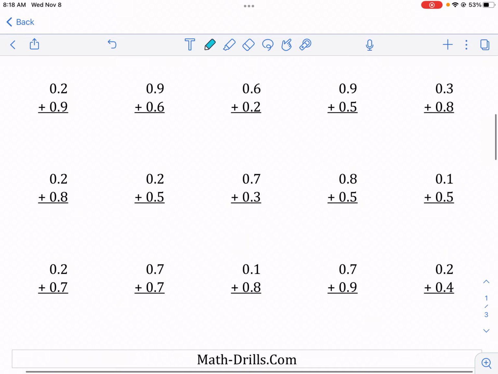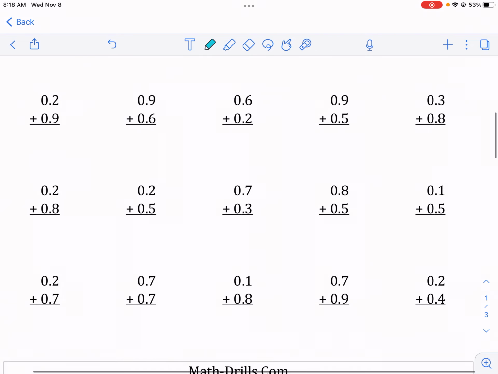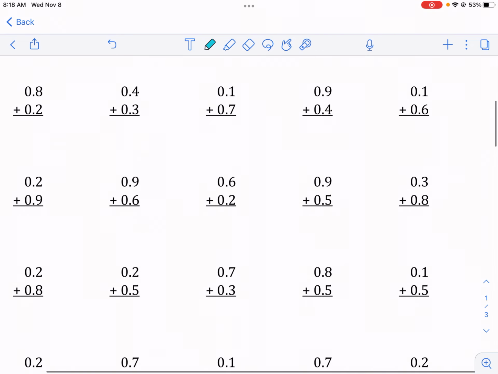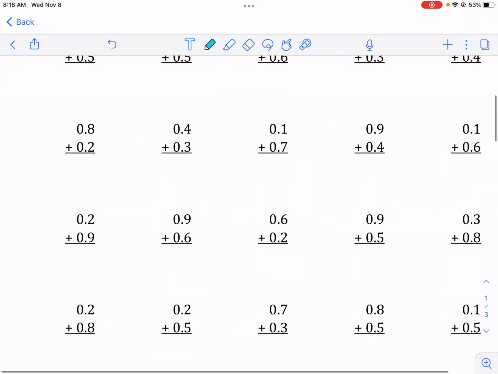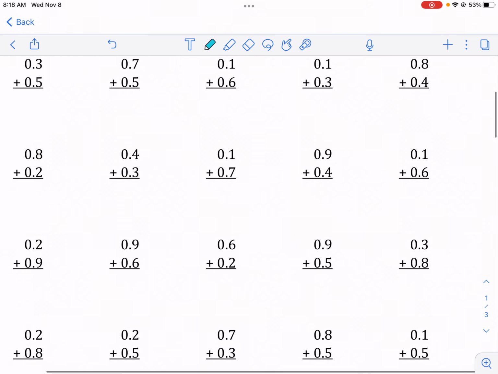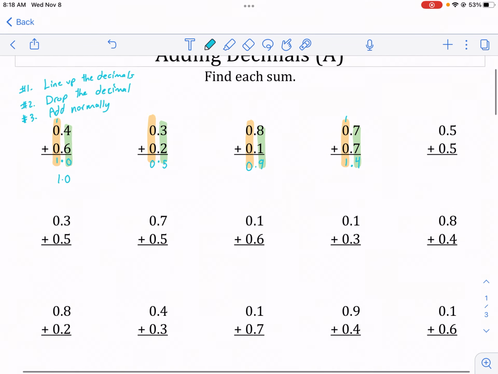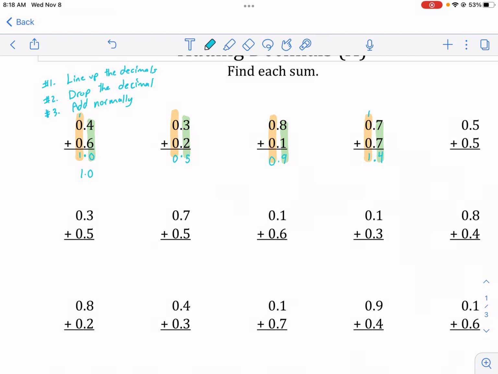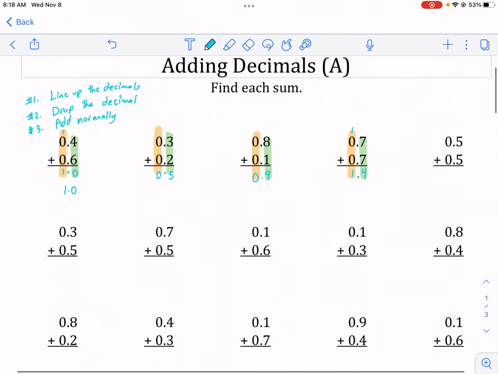Most of them are pretty simple. They're low numbers for a reason. This is just an introductory video. If you have any other questions on any of these, let me know. Most of these should be pretty straightforward, though. I could do a couple more if you really wanted to, so leave a comment if you're struggling with any of these, but I'm guessing you're going to be just fine now that you understand the principles of adding decimals.